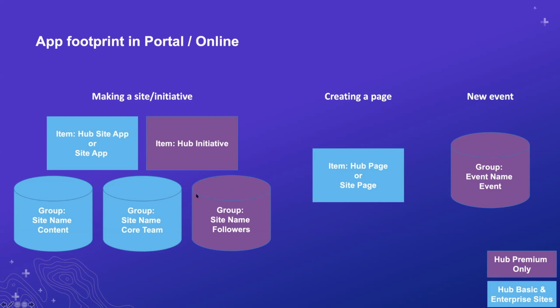And if you have premium, we make another group to house the community users and other ArcGIS Online users who are interested in a specific site. So more of those engagement features. Every time I make a page, I get an item, and every time I make an event, I get a group. And the group for the events is the same thing as followers. It's so we can track who's interested in what.